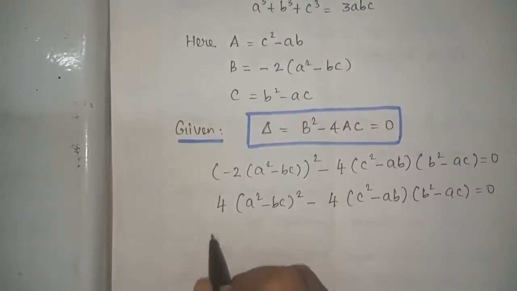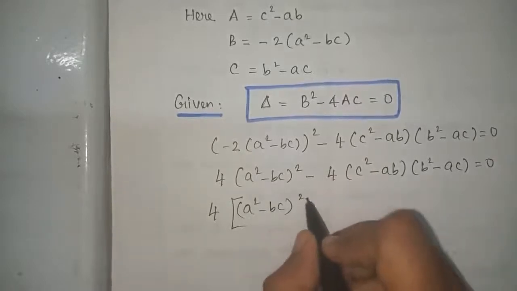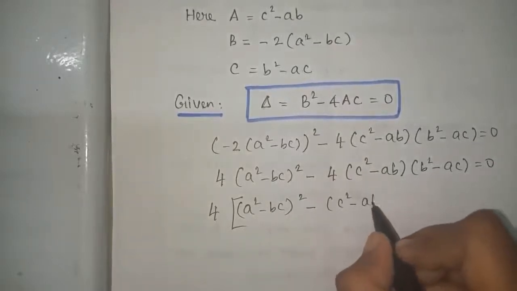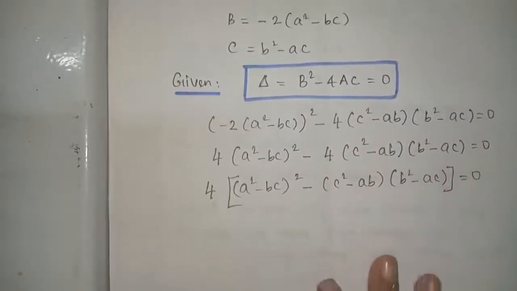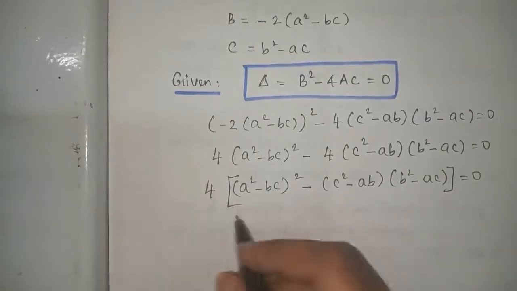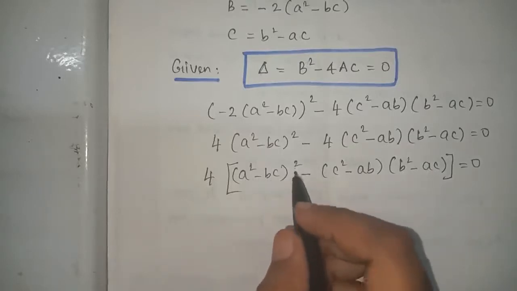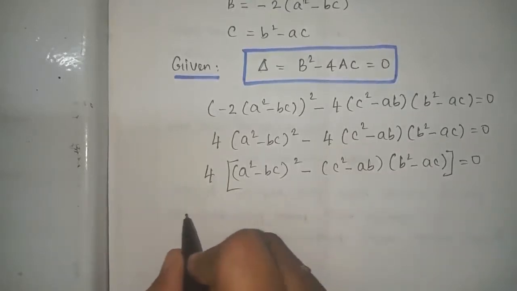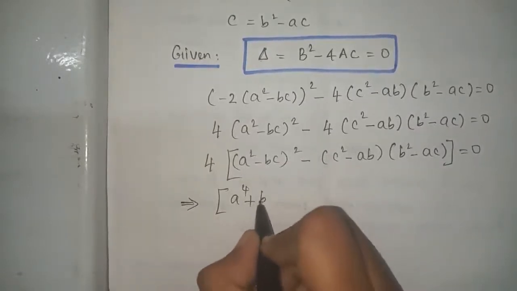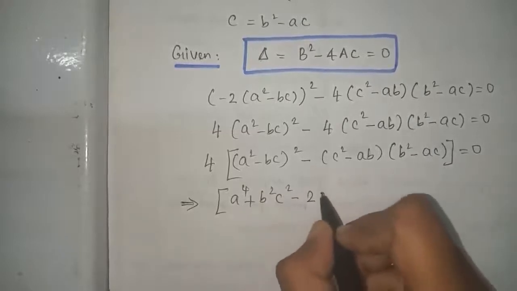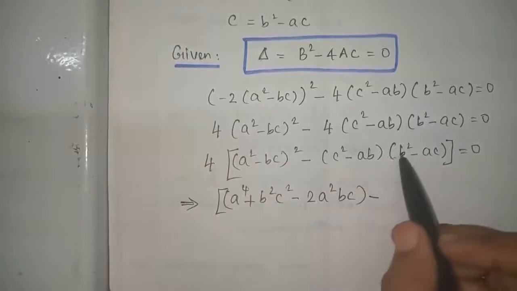We are taking 4 common out. So (a square minus bc) the whole square minus (c square minus ab)(b square minus ac) is equal to 0. If you are taking 4 to this side, it will become 0. Now this is in the form of (a minus b) whole square, so you can expand this equation. Which implies a power 4 plus b square c square minus 2a square bc, minus, next you have to multiply these two factors.